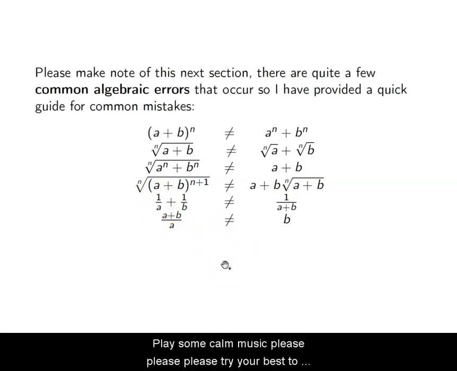Okay, so those are some common mistakes. Please, please, please try your best to avoid those. They become easier with practice, obviously.